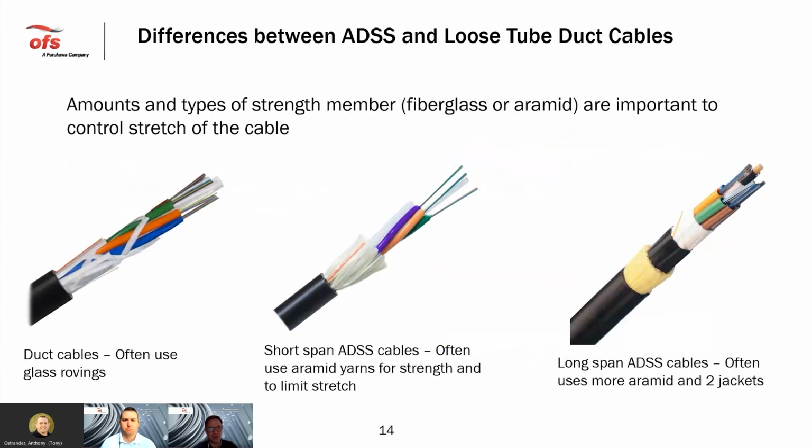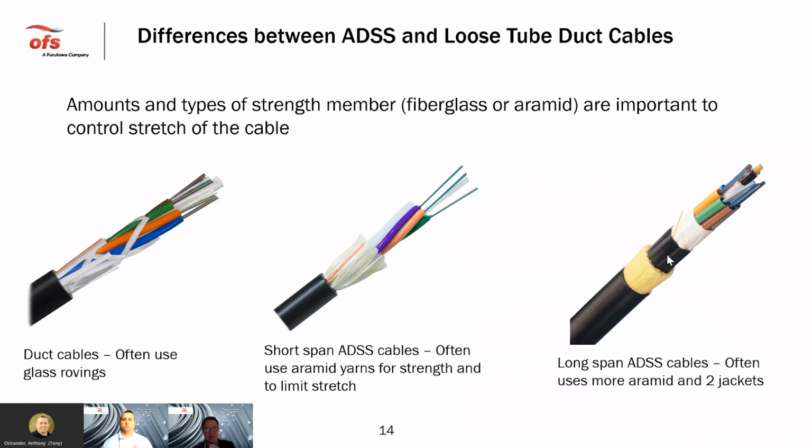And then, just a couple more differences. The amount and types of strength member are important to control the stretch. So duct cables often use glass rovings. Glass is a little bit less expensive. It also doesn't give you quite the same performance that you have with an aramid, which is typically used with ADSS. So a short span ADSS can often have a single jacket, and can use aramid yarn for the strength and to limit stretch. Long span cables will use more aramid, and can potentially use two jackets.